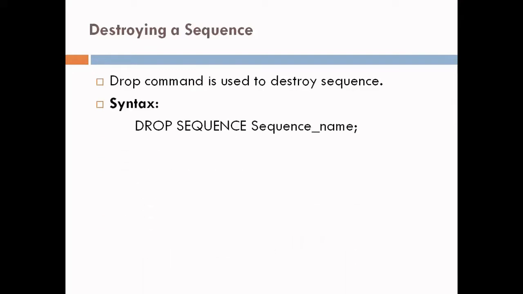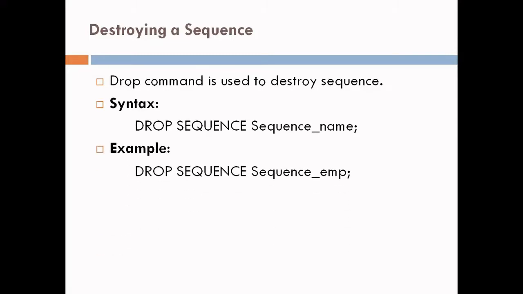Now, after creating and using a sequence, next is destroying a sequence. A sequence is destroyed the same way as a table. To destroy a table, we use the drop command. So to destroy a sequence, the drop command is used. The syntax is drop sequence name. Example, drop sequence underscore emp. Here sequence underscore emp is a sequence which is created in a database.